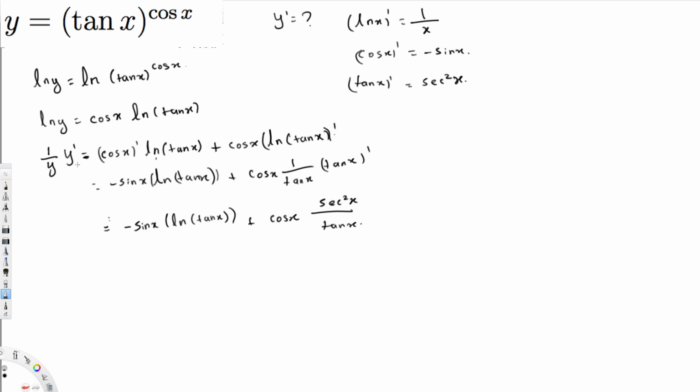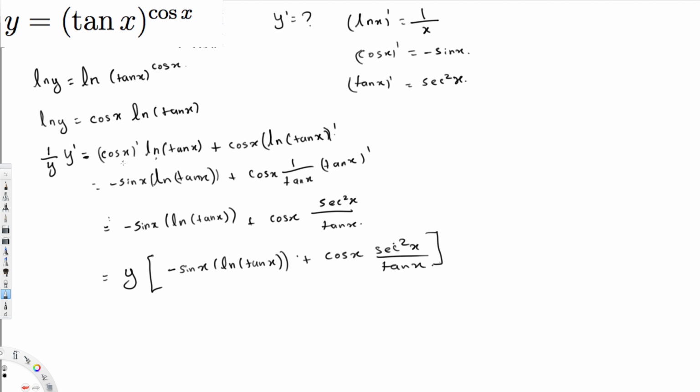Then since the question is asking to find y prime, and we have 1 over y right here, I can bring the 1 over y to the other side. It's going to be y common, and all of them in the bracket: minus sin x ln tan x plus cos x sec square x over tan x.